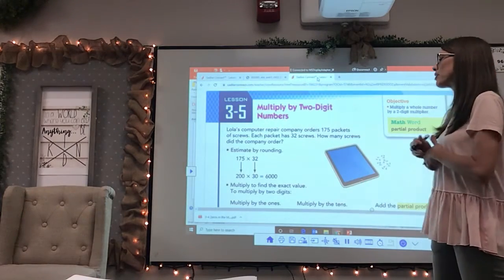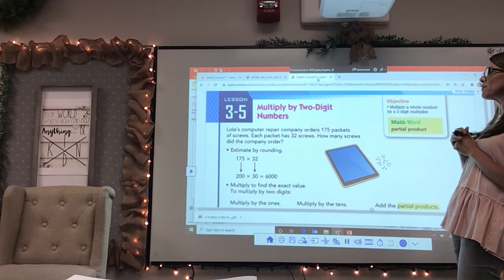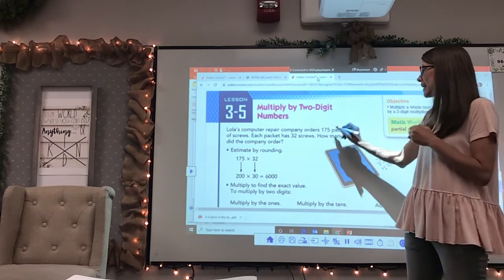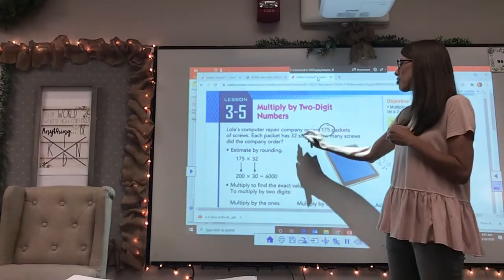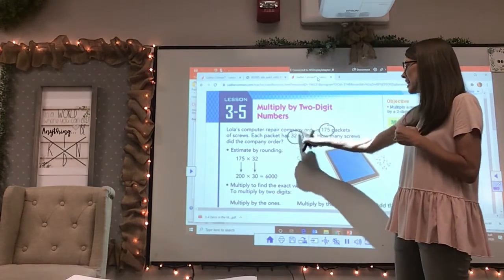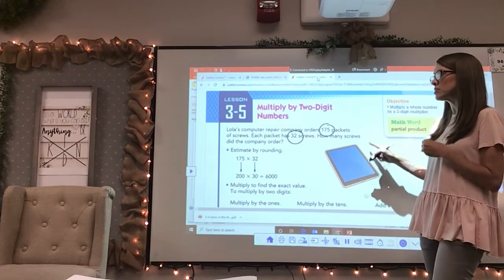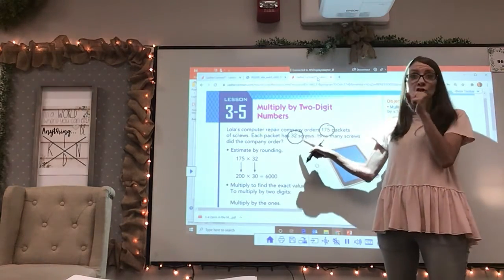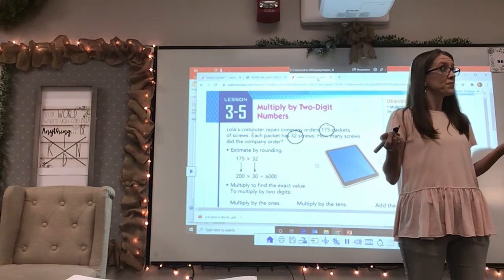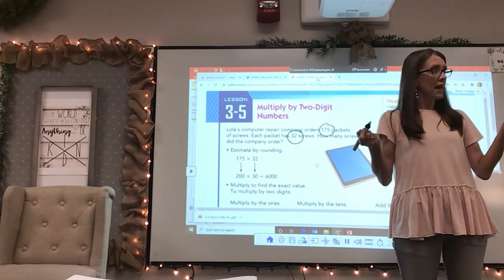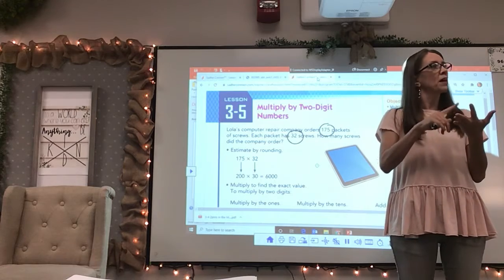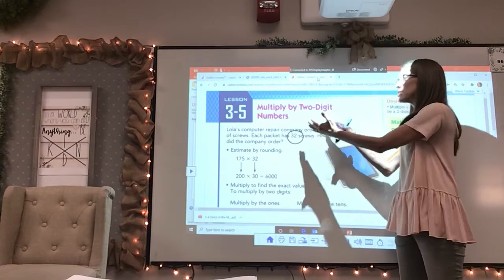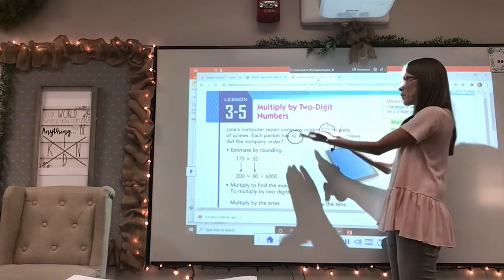Lola's computer repair company orders 175 packets of screws. In each of those 175 packets, there are 32 screws. How many screws did the company order? 175 packages, each have 32. So what do you need to do? Round. Yes, but what operation? Divide, multiply, subtract, or add? Multiply, because you've got this many packages times this much per package.